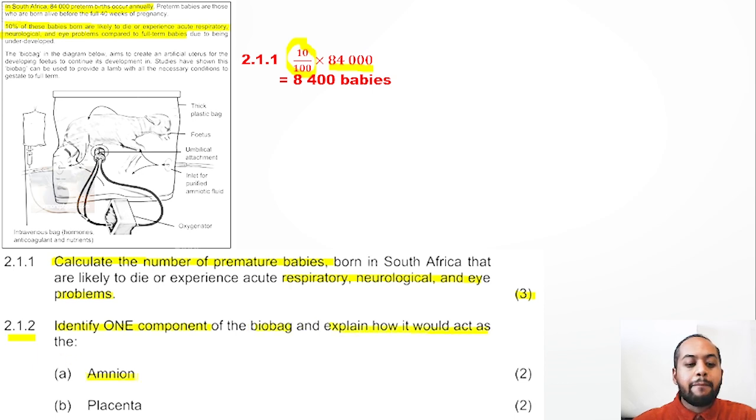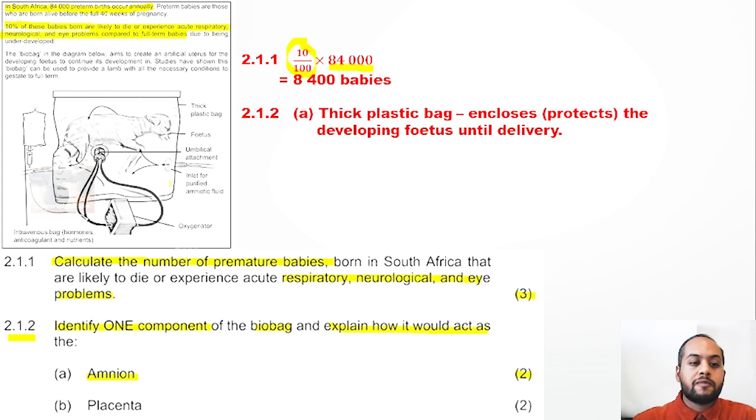The next question, 2.1.2, says identify one component of the biobag and explain how it would act as the amnion for 2 marks. So in each of these, in A and in B, we're going to only identify one component of the biobag that serves as the amnion, and then we're going to explain how it would act as the amnion. So we're going to look in the biobag. We first ask ourselves, what does the amnion actually do? What is the actual function of the amnion? And which structure do we have in this diagram that's going to perform that similar function?